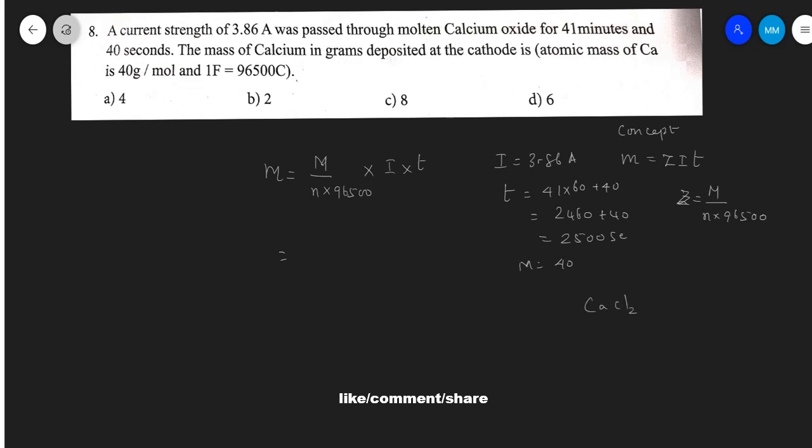The calcium chloride dissociates to give Ca2+ and 2Cl-. Here the number of electrons involved is 2. The M is 40 gram per mole divided by 2 into 96,500, I is equal to 3.86 and t is equal to 2500. What are the values you can cancel here? This 20 and this 20, and the 5, and here you can get 193. Again you cancel this, 3.86 is cancelled as 10. So this will be 40 divided by 2 into 10, it is 20, which is equal to 2. So the answer is B.